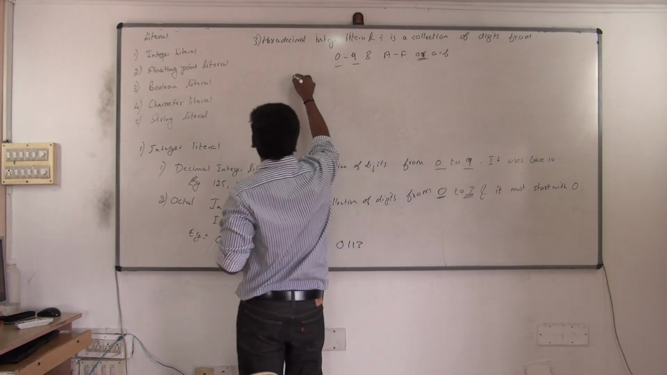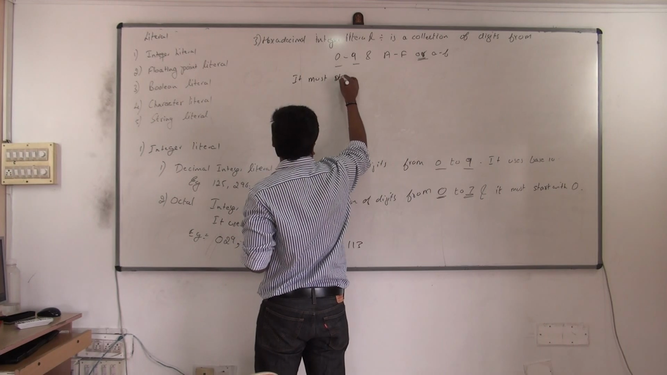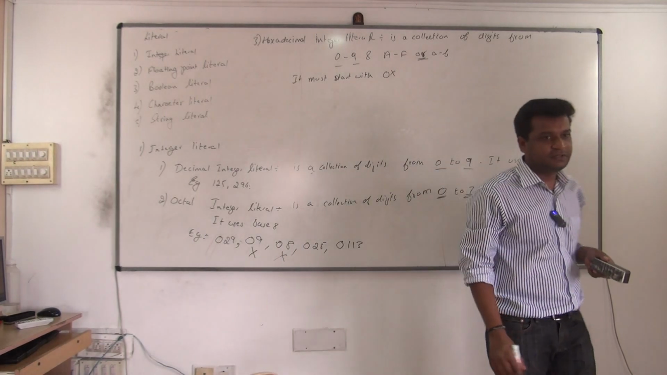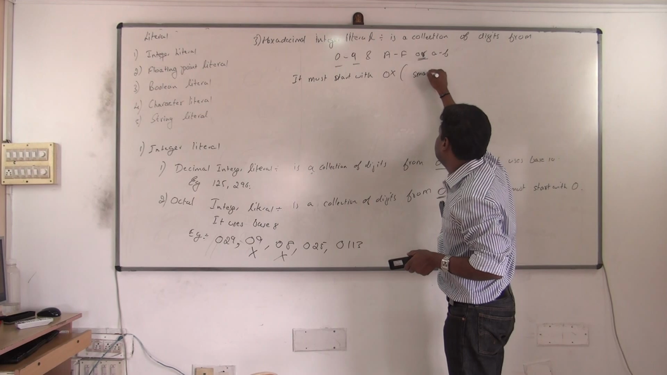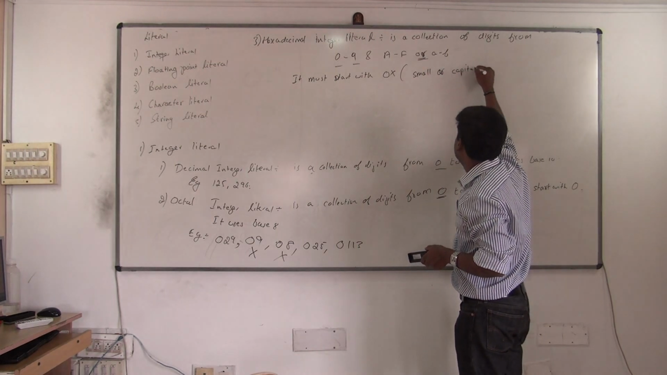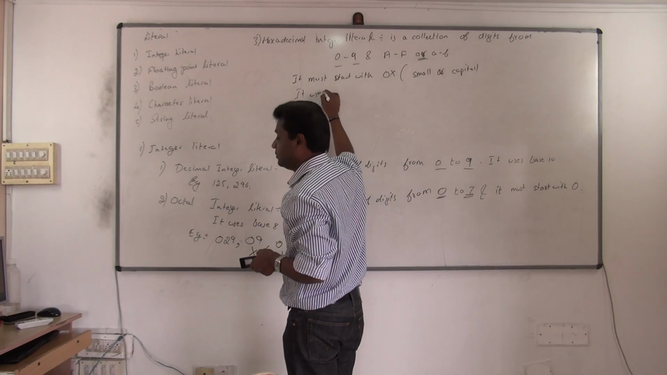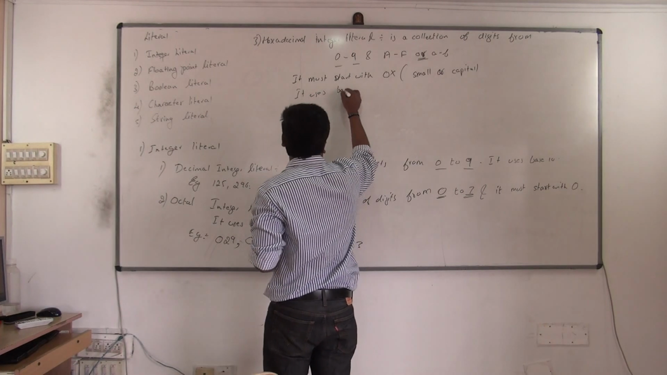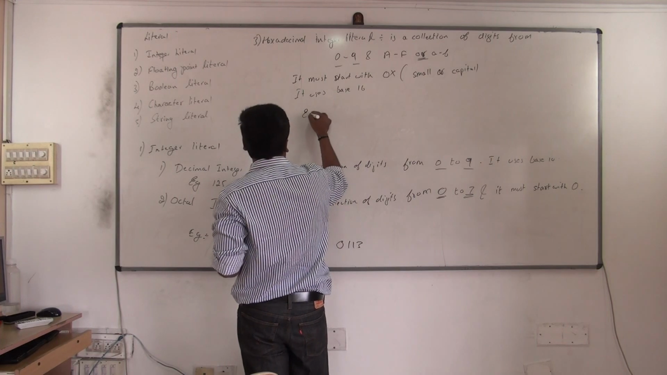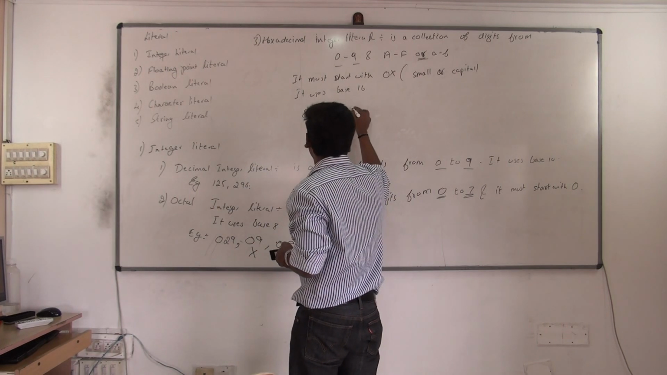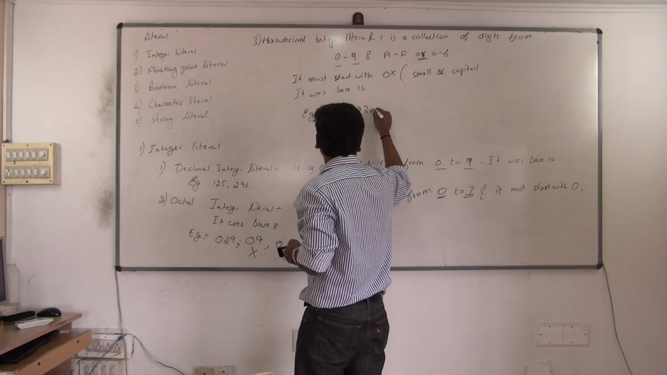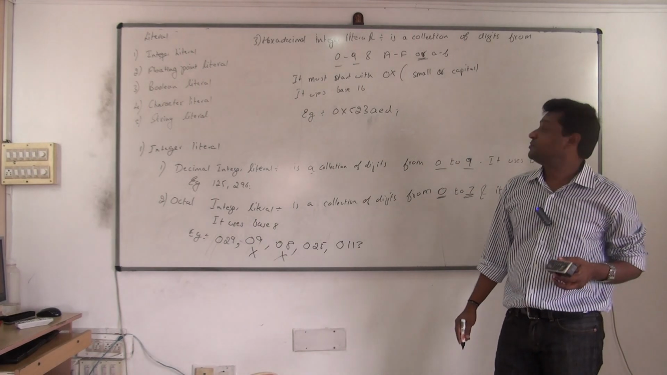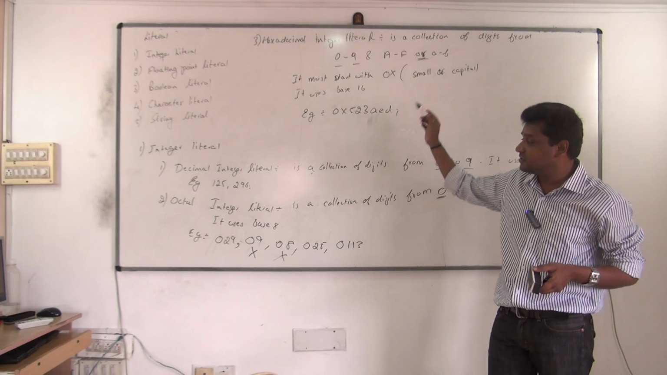Next point for this, it must start with what? It must start with 0x. Mandatory. And this 0x can be small or capital, no issues. Lastly, it uses what? Which base? Base 16. Example, you can take 0x523AED, anything like this you can take. So in integer literal, these are the three things.